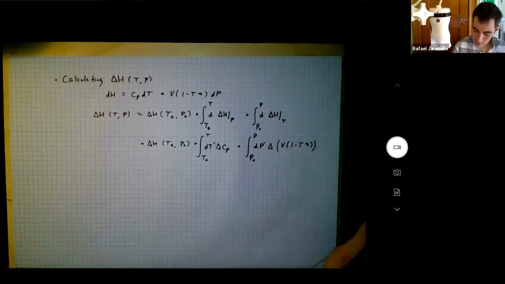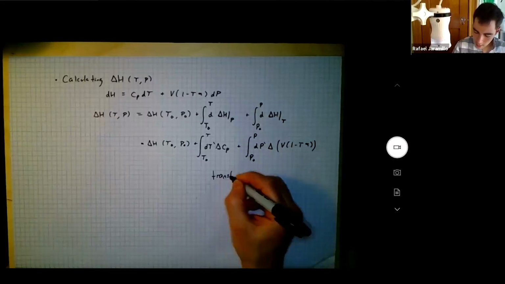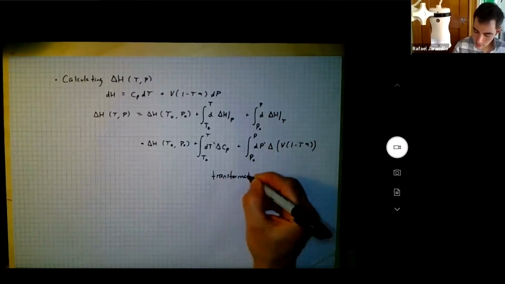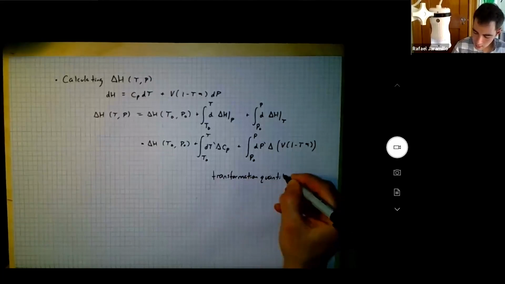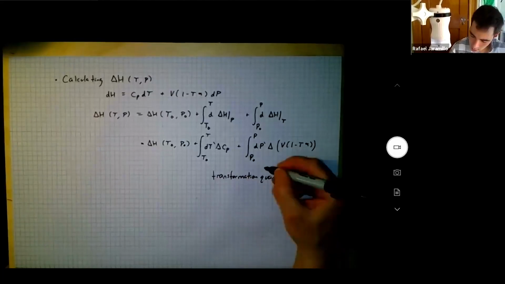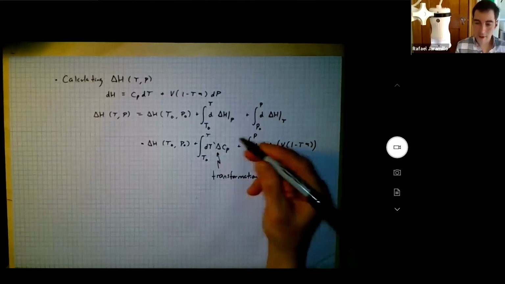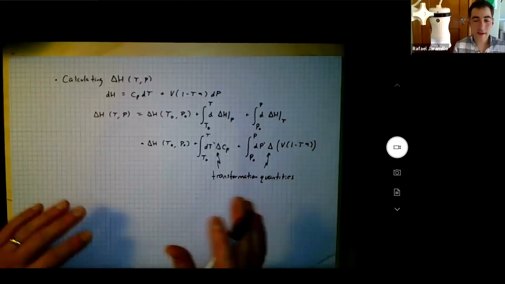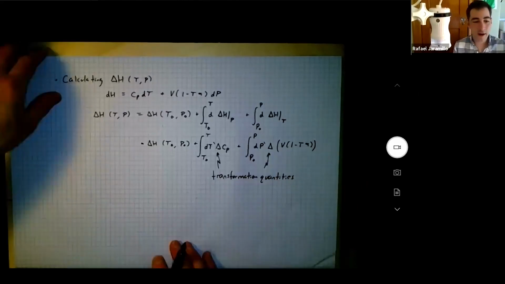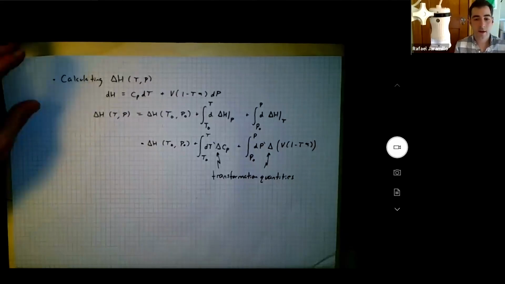These are transformation quantities. These characterize the change as you move between phases. All right, so I'm just laying this out in general. You're very rare that you actually have to do calculations like this. Let me lay out how to calculate delta V.